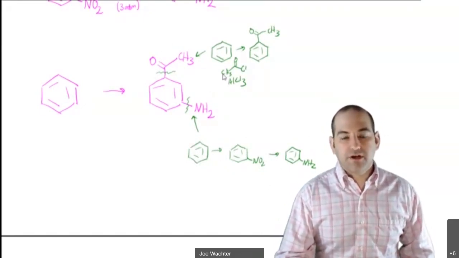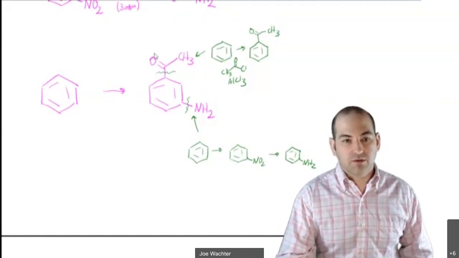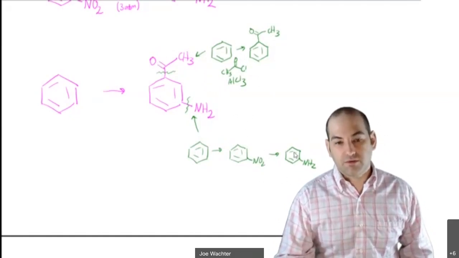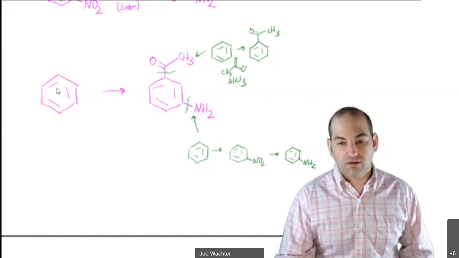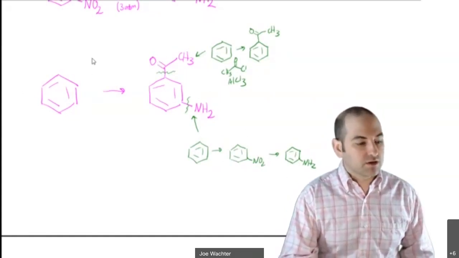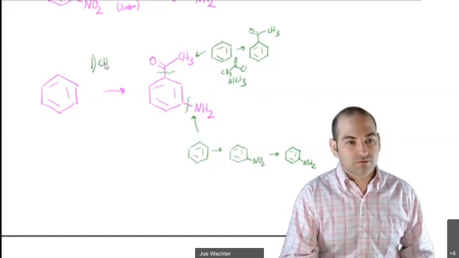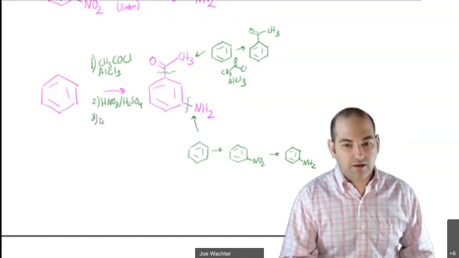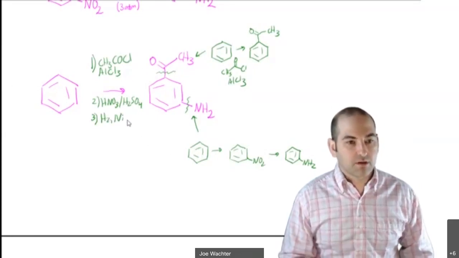Now we have to think about the order so that we get the right selectivity. So we want to put the electron withdrawing group on first, then we can put on the nitro and reduce it. So overall, this is going to look like first the acyl chloride, the acylation, then the nitration, followed by finally the reduction. So something like that.